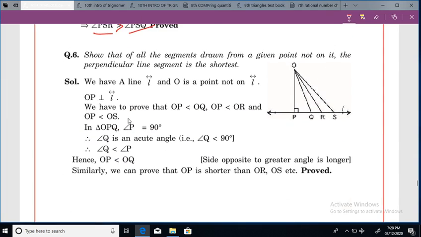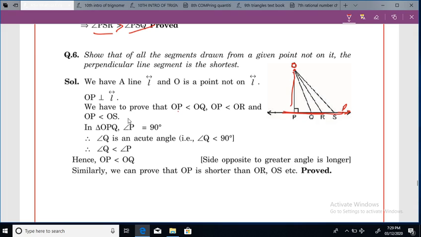So the last question of the lesson: show that of all the segments drawn from a given point not on a line, the perpendicular line segment is the shortest. Perpendicular line segment is the shortest means we have a line L. Okay, this is a line L and O is a point not on L. OP is perpendicular to this line L.